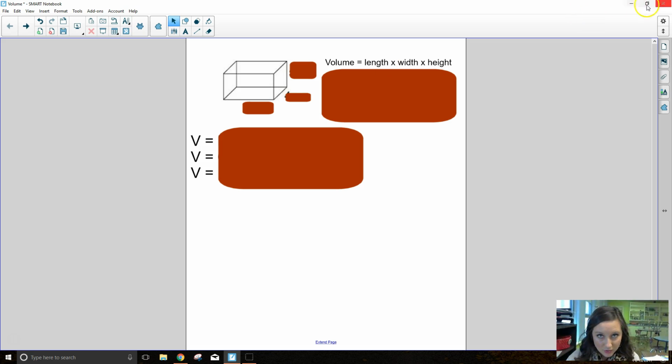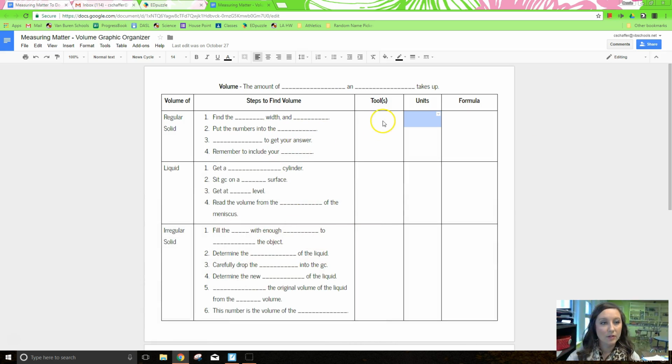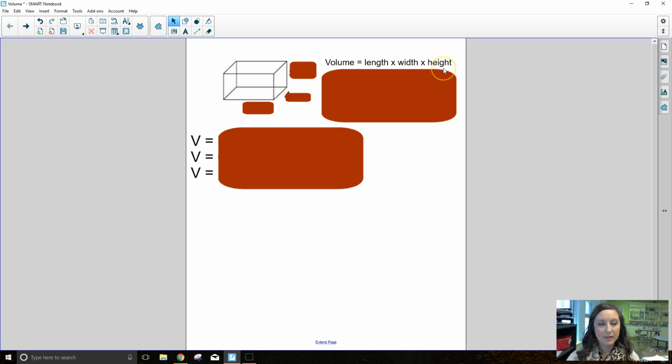So on your notes, make sure that you guys are still following along. The tool that we're going to use is the ruler. And then the formula that we're using, you can fill that out as well. Length times width times height. So what I'm going to do, I need to first find the length, the width, and height. So that's going to be my first step.